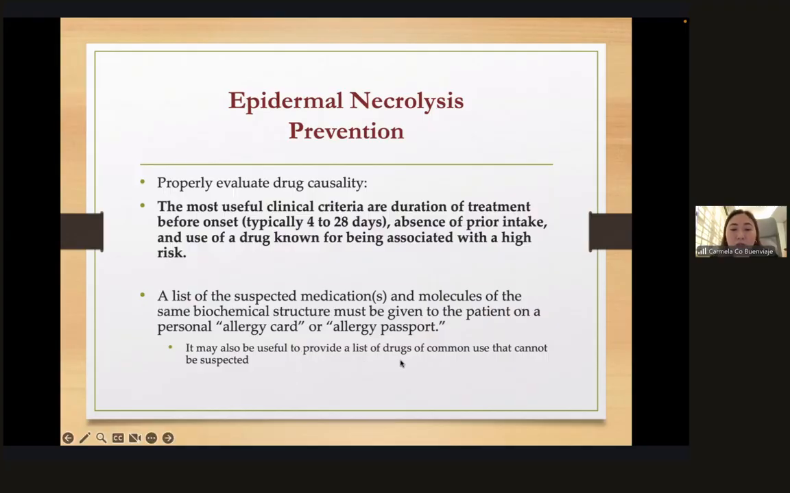It may be useful to provide a list of drugs of common use that cannot be suspected also, so that future physicians of the patient will be confident that, oh, these are the drugs that are suspected, and these are the drugs that are not suspected.